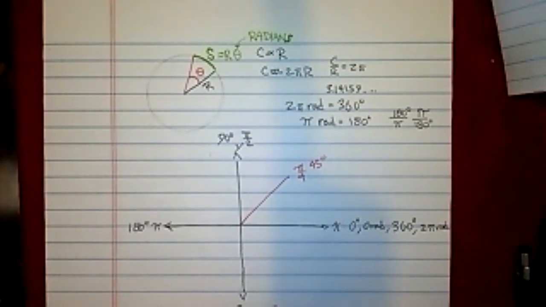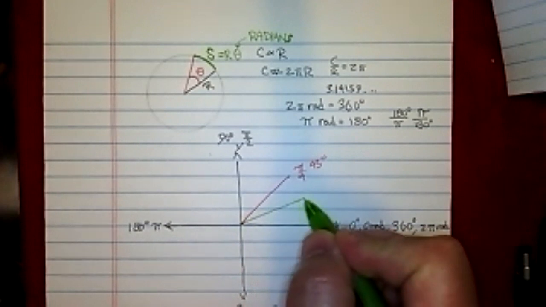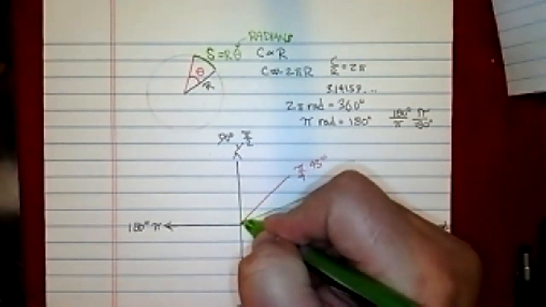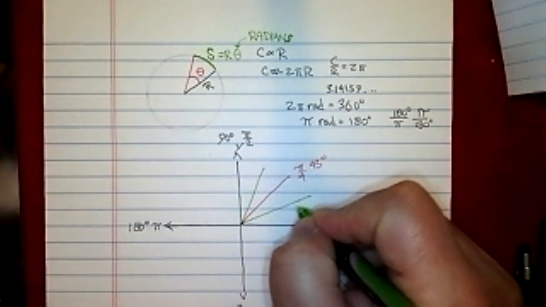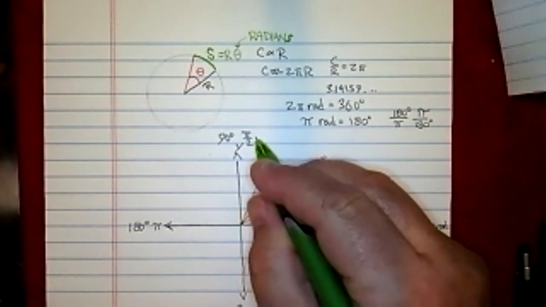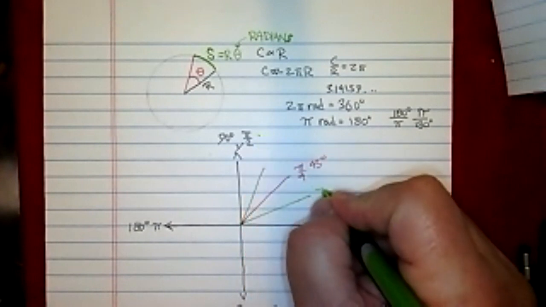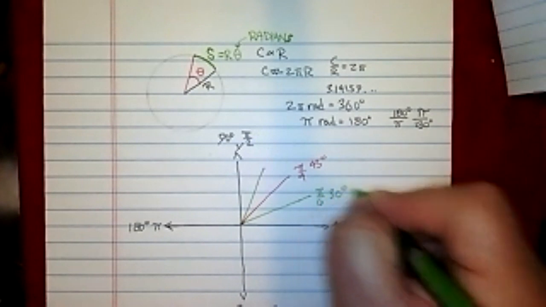Now, if you decide to go only a third of the way, like there, or maybe 2/3 of the way, like there, then a third of 90 degrees, of course, is 30 degrees, but a third of pi over 2 is pi over 2 times 1/3. That becomes pi over 6, which is 30 degrees.